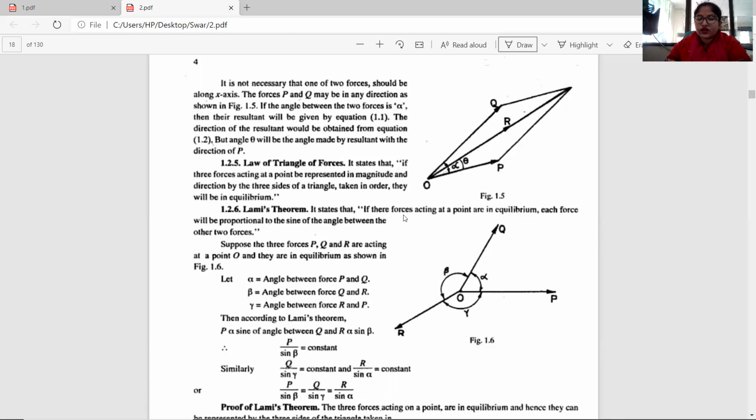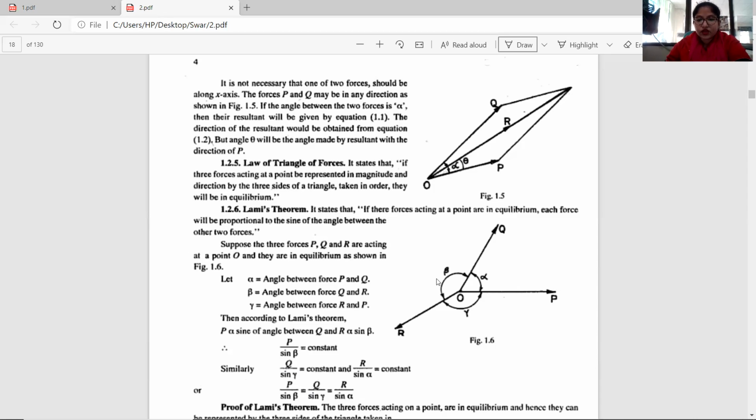So next is Lami's theorem. It states that if three forces acting at a point are in equilibrium, each force will be proportional to the sine of the angle between the other two forces. Like P upon sin beta equals constant, Q upon sin gamma equals constant, and R upon sin alpha equals constant. That means P upon sin beta equals Q upon sin gamma equals R upon sin alpha. These three forces will be proportional to the sine of the angle between the other two forces.